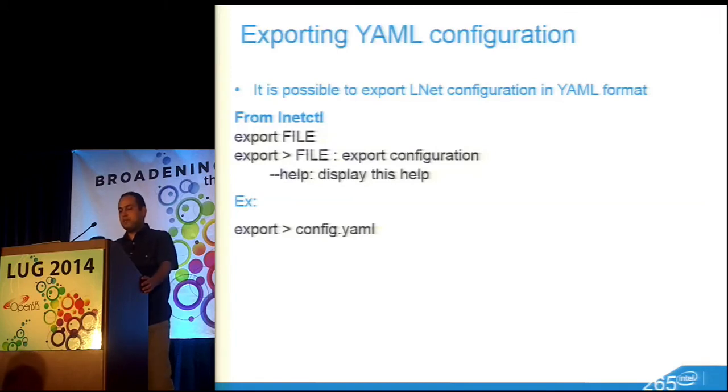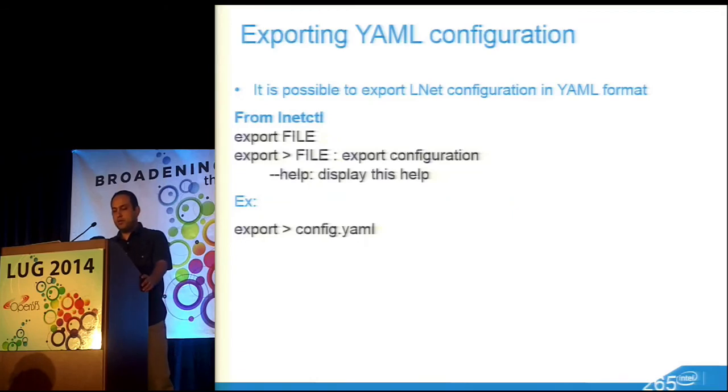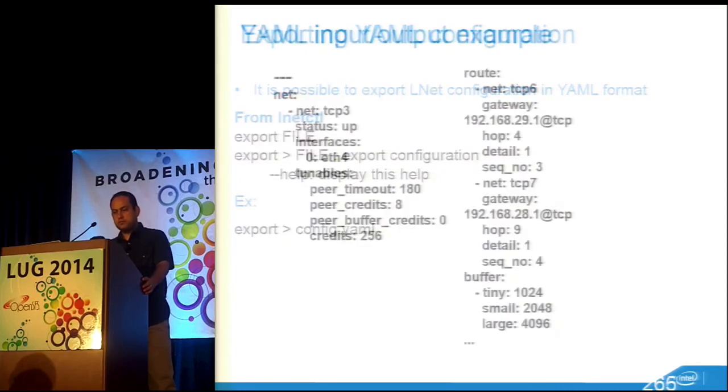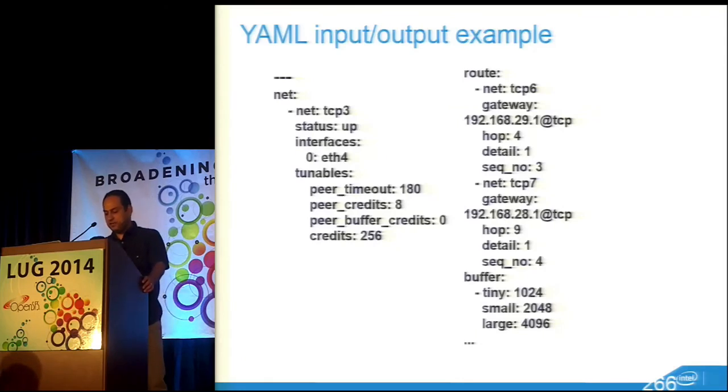Here's an example of a YAML file. This one describes one net, one route. Or two routes. No, one route. No, two routes, sorry. One net, two routes, and the buffer.